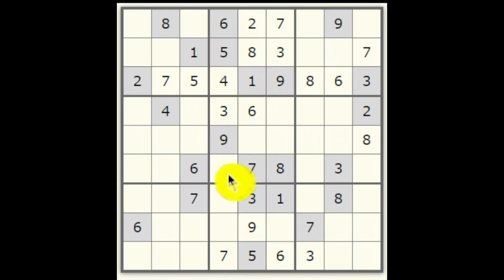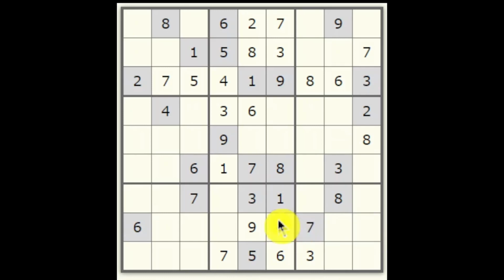We might as well plug in a 1 in this cell because there's no other place that we can put a 1 in this column 4. It can't go in either of these two cells because of the 1 already present in this box. So the 1 will have to go here. And that leaves these two cells, and they have to be an 8 and a 2, leaving just this cell to figure out, and of course that now has to become a 4.